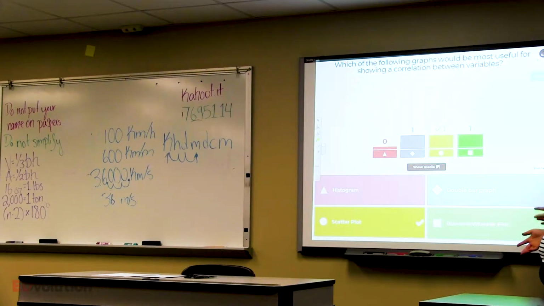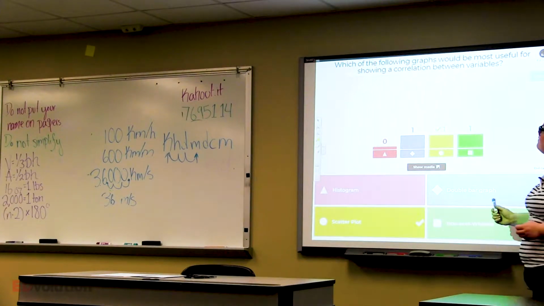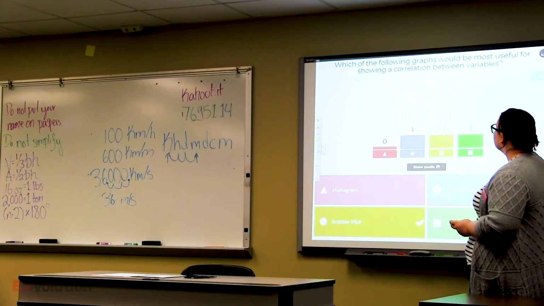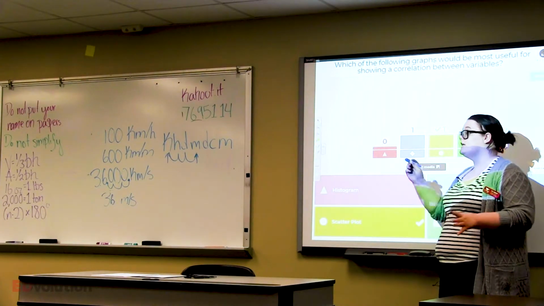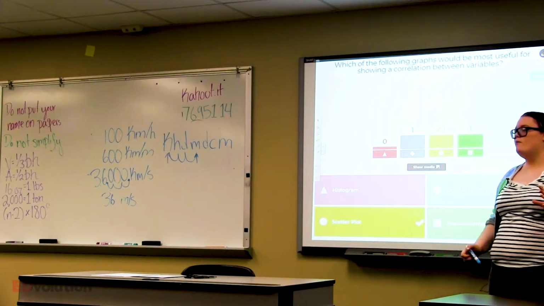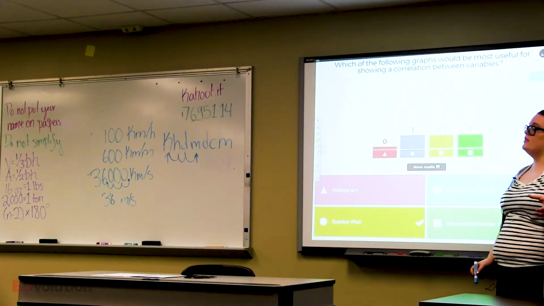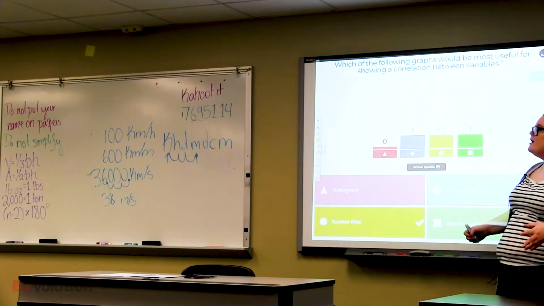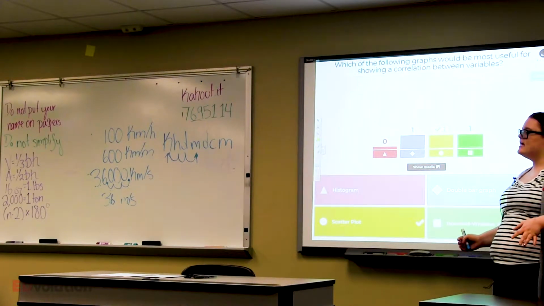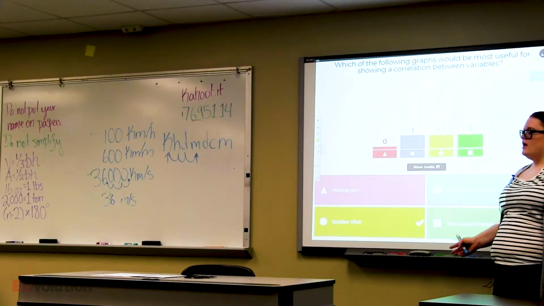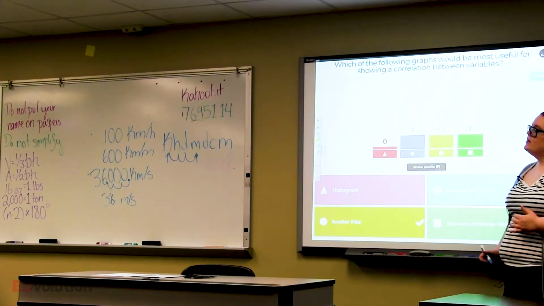Both of these are good for comparing two things, but the best method for showing a complete correlation is to use a scatter plot, because then you can draw trend lines and see how well the trend lines compare to one another. With a double bar graph, you can see how things are going up and down, but it's hard to see how their overall trend is going.